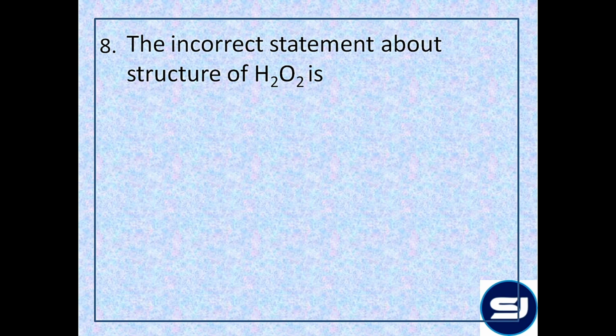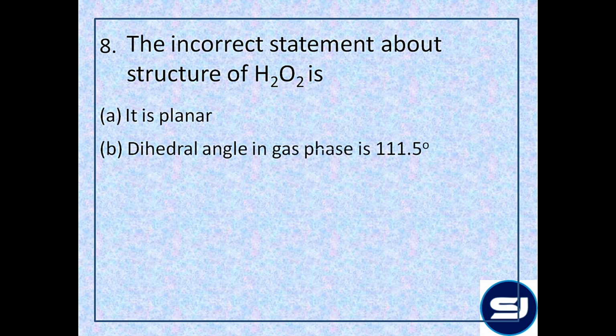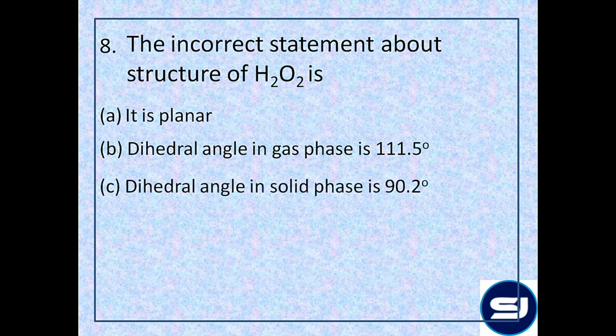The incorrect statement about structure of hydrogen peroxide is: it is planar. No. Hydrogen peroxide is famously an open book non-planar structure. Dihedral angle in gas phase is 111.5 degree. Yes. Dihedral angle in solid phase is 90.2 degree.